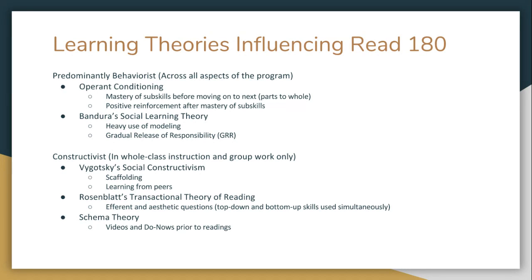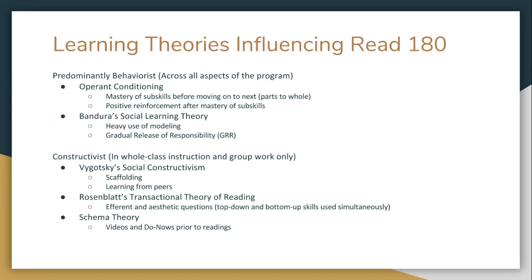We see a lot of Vygotsky social constructivism, in which there is a lot of scaffolding involved. Again, Read 180 is for struggling readers, and so there are sentence frames, graphic organizers, modeling, and pretty much extended time on activities to get students to do grade level work, but at a much slower pace and with a lot more assistance. We also see a lot of learning from peers. Students are encouraged to collaborate with each other in small groups and in whole group instruction.